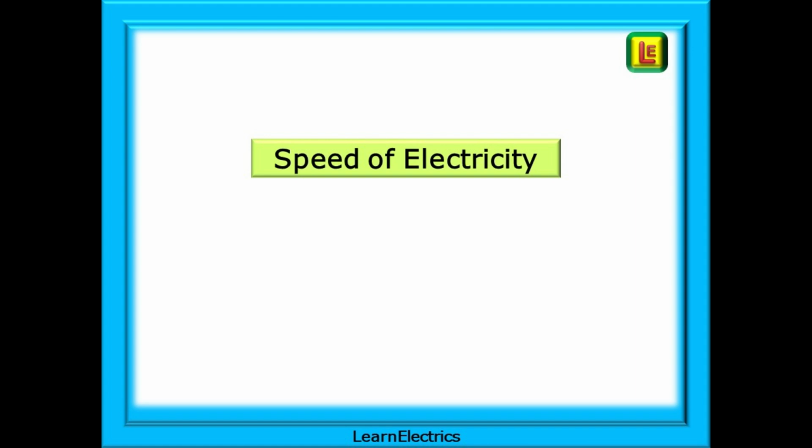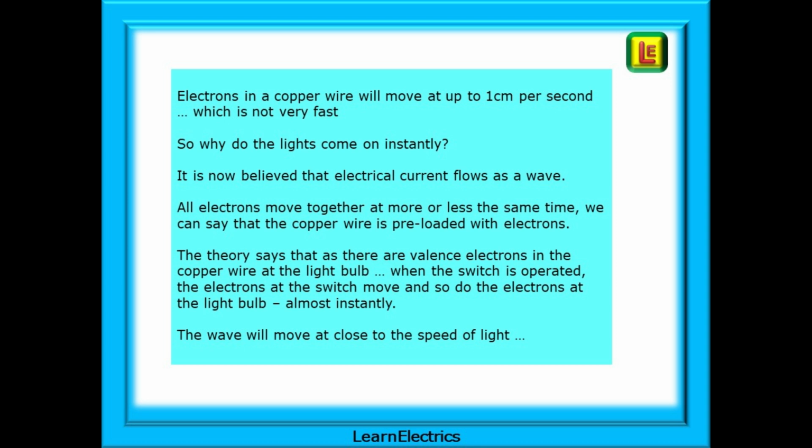So let's look at the speed of electricity, a popular question with two answers. Today, we believe that electrons in a copper wire will move at up to 1 centimetre per second, which is not very fast. So the next question is, why do the room lights come on instantly when the switch is operated? It is now believed that electrical current flows as a wave with all electrons moving together at more or less the same time.